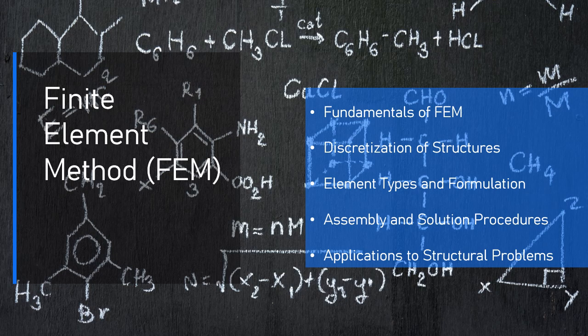4.5. Conclusion. The assembly and solution procedures in FEM are critical steps in obtaining meaningful results for structural analysis. The assembly process involves creating the global stiffness matrix and force vector by combining the contributions of individual finite elements, considering the nodal connectivity and boundary conditions.